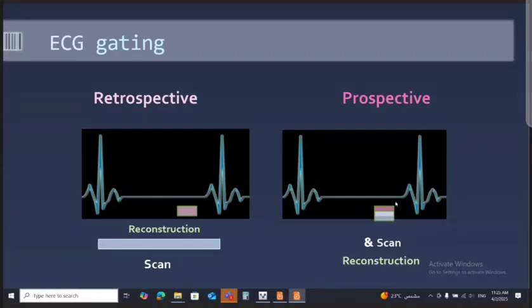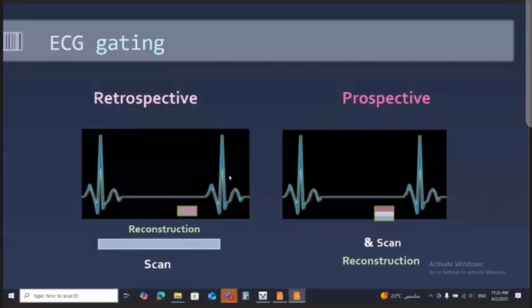While in the prospective, the images are taken at a certain point of the cardiac cycle, not throughout the cardiac cycle. And so if you perform the exam at the diastolic phase of cardiac cycle, we don't have systolic images, and vice versa. If we take the examination at the systolic window, we will not have images at the diastolic window.